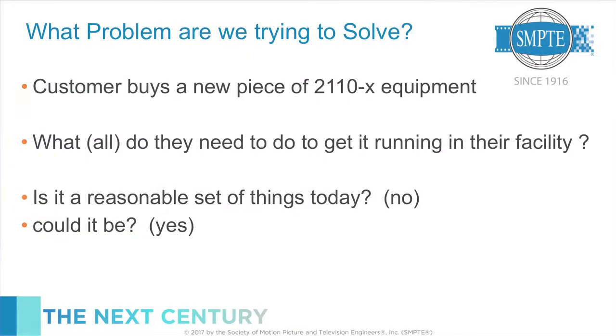So all that said, what is the problem we're trying to solve? It can't be a SMPTE meeting if you don't say that at least once. So the problem we're trying to solve in the full stack is very simple. Customer buys a new piece of 2110 equipment. What all do they need to do to get it running in their facility? And is it reasonable? And I think we all say, well, right now, maybe it's not reasonable what they have to do. They have to know too much. And so could it be reasonable? Could we automate things? Could we define some boundaries of expectation or something to make it reasonable? So that led to the full stack.